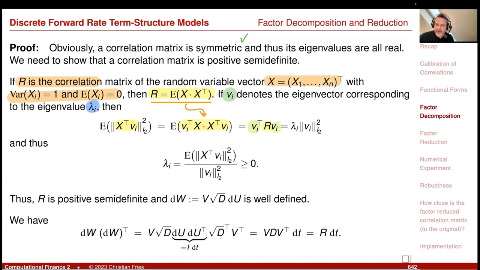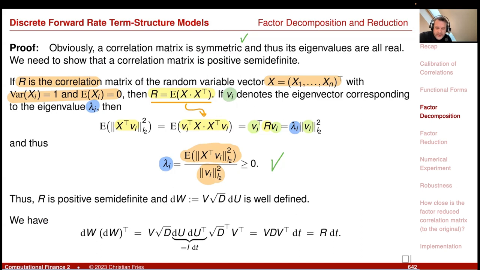vi is an eigenvector, so R vi is just lambda i vi. So what I have is that this is just lambda i times the squared norm of vi. So you see on the left-hand side is something positive, and on the right-hand side, I have lambda i times the norm of vi, which is also positive. So lambda i has to be non-negative. If you divide by the norm of vi, your lambda i is just this projected variance in the direction of vi divided by the norm of vi, and this is larger or equal to zero. So that was the second part of my first claim in this little lemma.